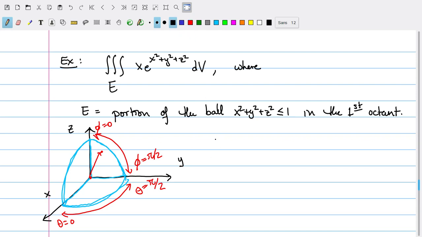So the expression of my set E as a set is the collection of all triples rho, theta, and phi, so that phi is going between 0 and pi over 2, theta is going between 0 and pi over 2, and rho is going between 0 and 1.